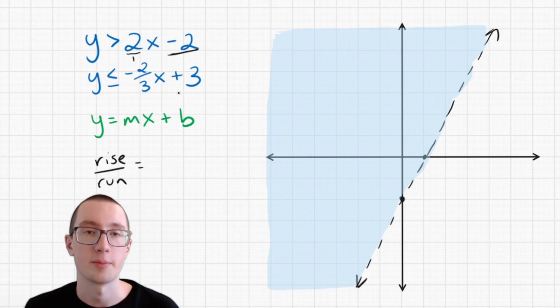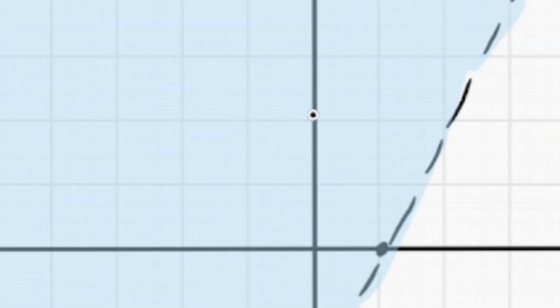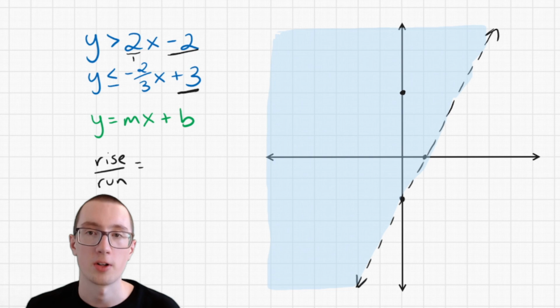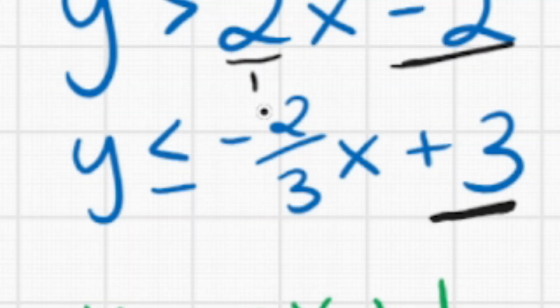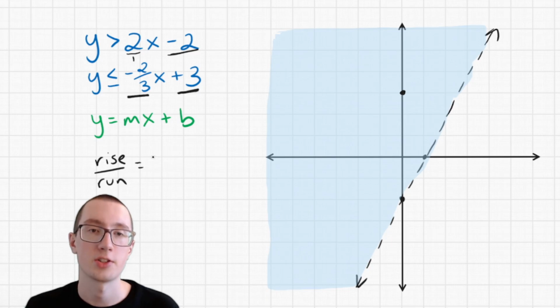In this case, our y-intercept is going to be 3. So we're going to start in the middle and go up 1, 2, 3. This is going to be where it crosses the y-axis. And now we just need to figure out our slope. Well, our slope is negative 2 over 3. Remember, the negative sign is included. So our rise is going to be negative 2, and our run is going to be 3.